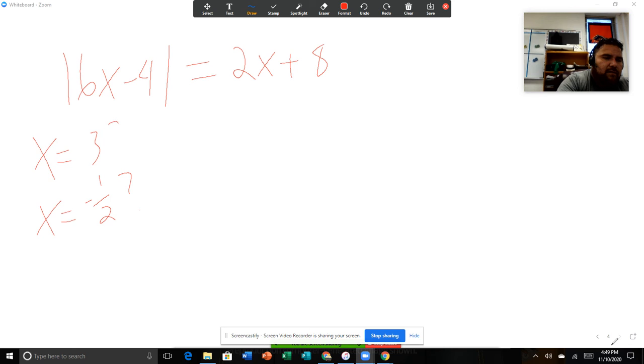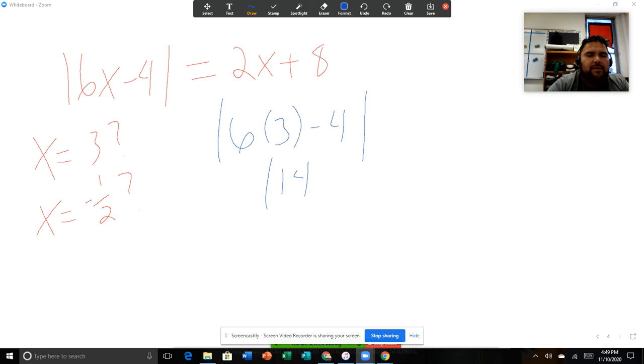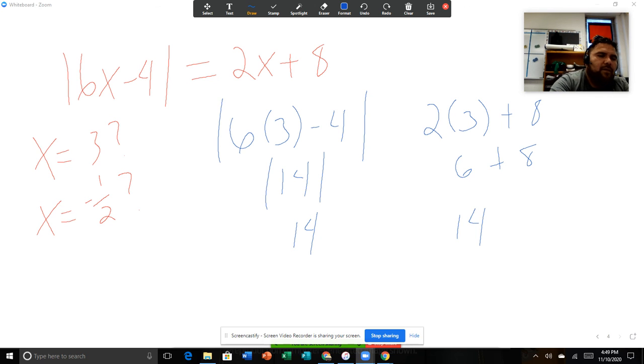Let's check, right? Let's plug 3 into those values. So 6 times 3 minus 4, absolute value. 6 times 3 is 18. 18 minus 4 is 14. The absolute value of 14 is 14. So far we got 14 on the left. Okay, so 2 times 3 plus 8. 2 times 3 is 6. 6 plus 8 is in fact 14. So therefore, x equals 3 is a solution.